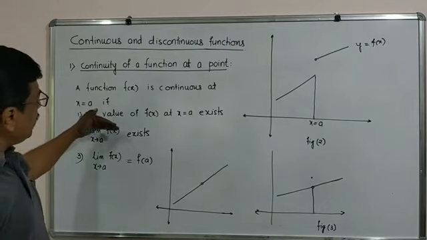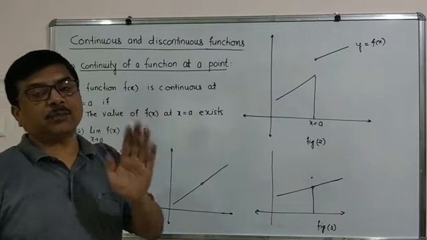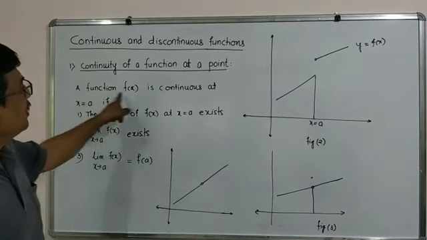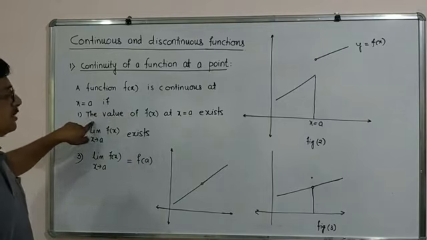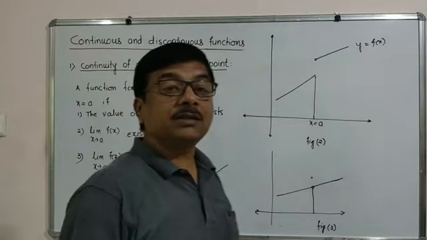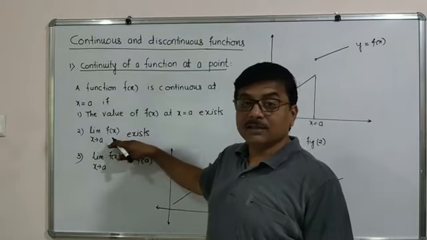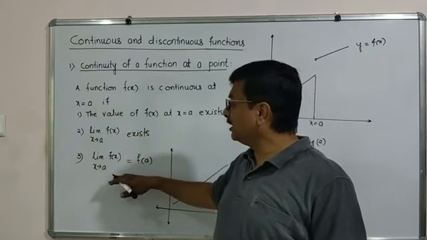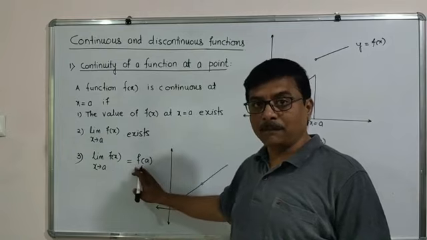If all these 3 points are satisfied by any function at that point, then we can say that that function is continuous at that point. All the 3 conditions. First condition, the value of f of x at x is equal to a exists, means f of a exists. Second, its limit should exist, and third, the limit of the function and the value of function must be equal.